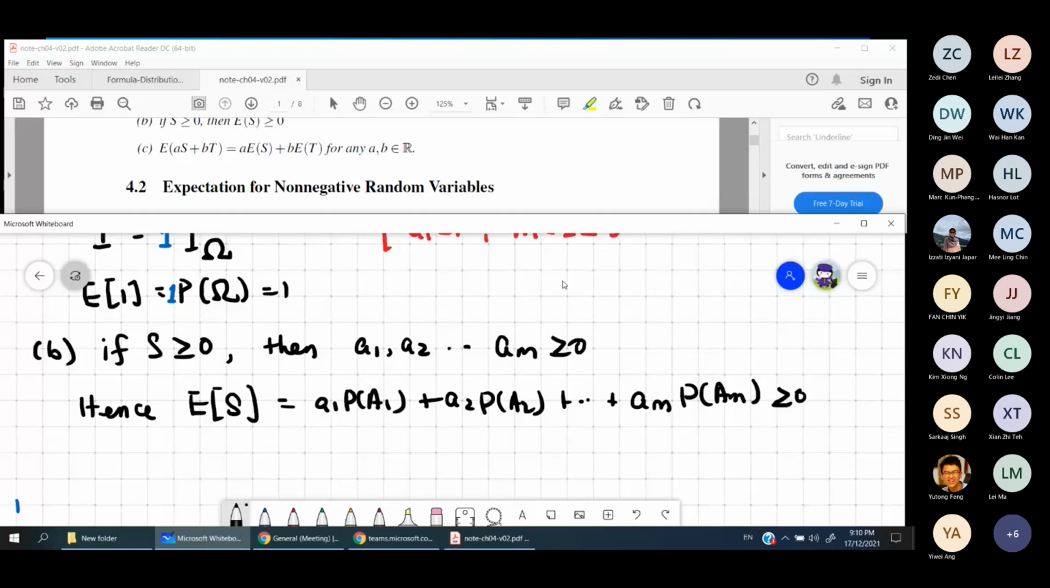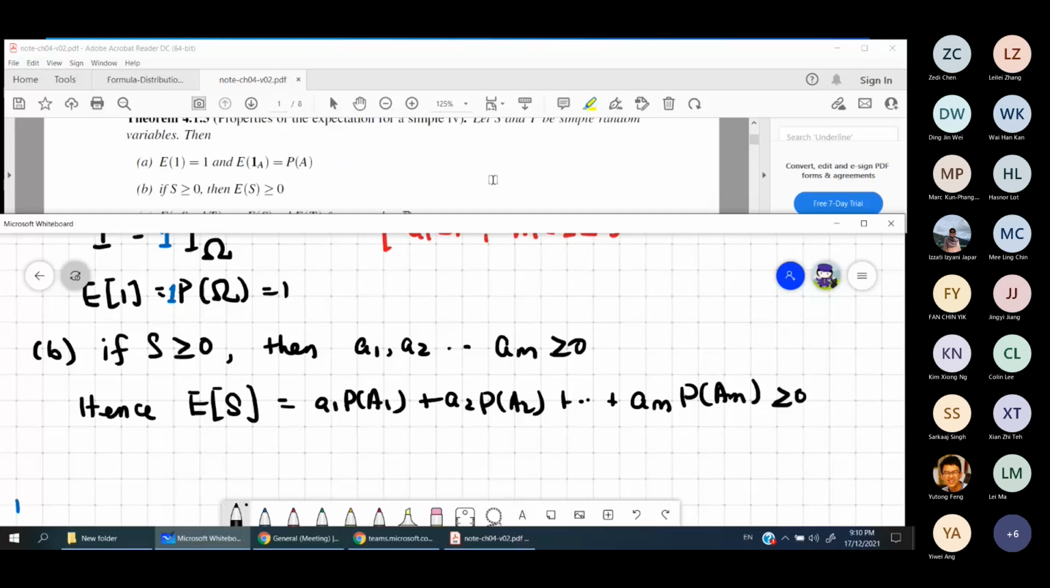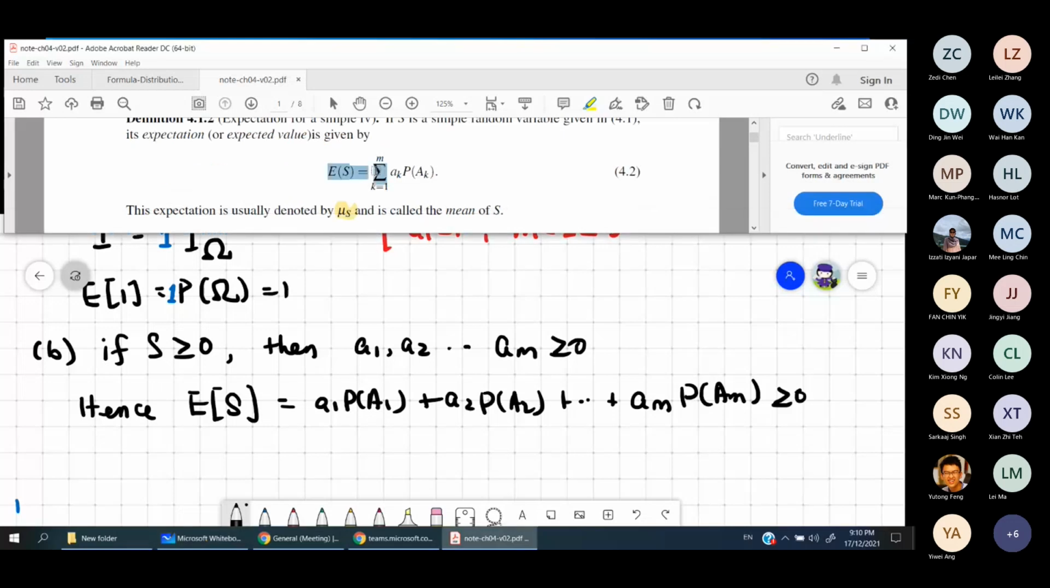How are we going to construct or define the expectation value for a non-negative random variable? Oh, sorry, the simple random variable, just like that. We just take this. So this is the easiest case.